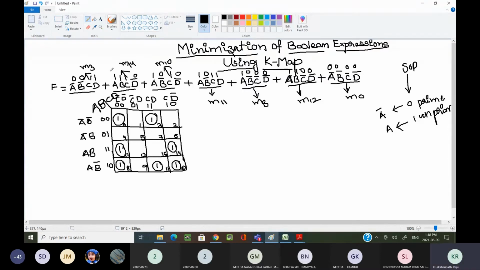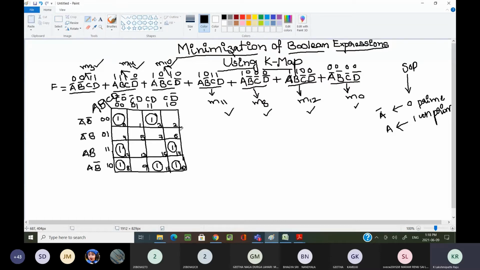M0 is completed. M3 is completed. M8 is completed. M10 is completed. M11 completed. How many min terms are there in the given expression? 1, 2, 3, 4, 5, 6, 7. Now 7 ones.